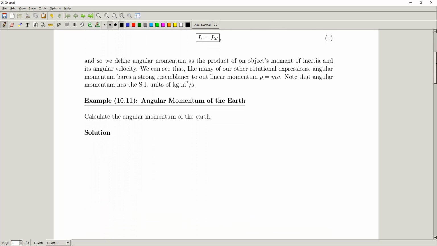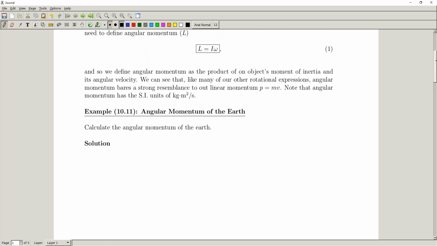Okay. We're going to start off working with this equation by doing a simple example here. I'm going to be copying these numbers directly out of the textbook. So let's take a look at what we have here. We want to calculate the angular momentum of the Earth. How are we going to do that?